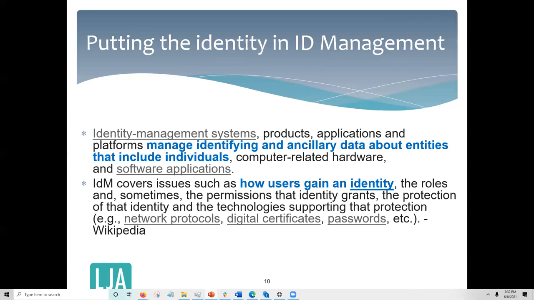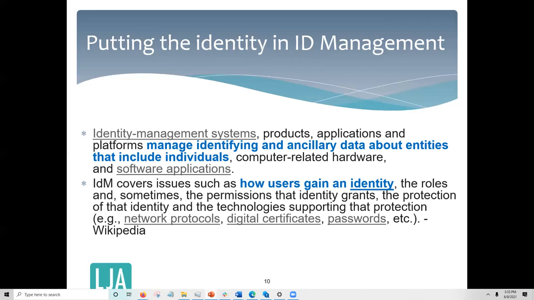And one of the things I would want you to take away from this class is that identity management is kind of all of these things. So it's the systems, it's the product, it's the platforms that manage identifying who we are. It manages then all that data that's created about us.